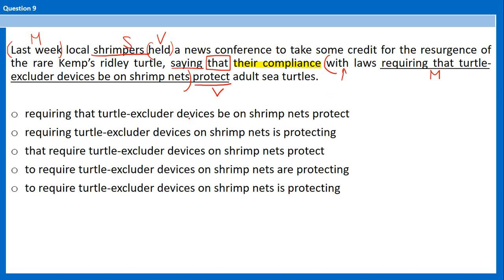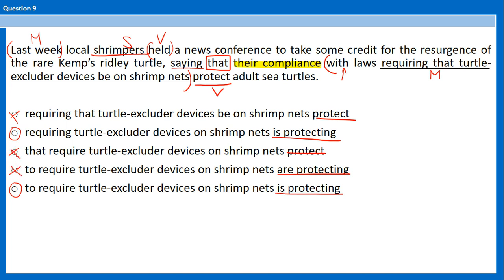So their compliance is singular and protect is plural. Take a look at the split at the end. You have protect, is protecting, protect, are protecting, is protecting. I need a singular verb, so the only possible choices are number 2 and number 5. You can eliminate 1, 3, and 4.